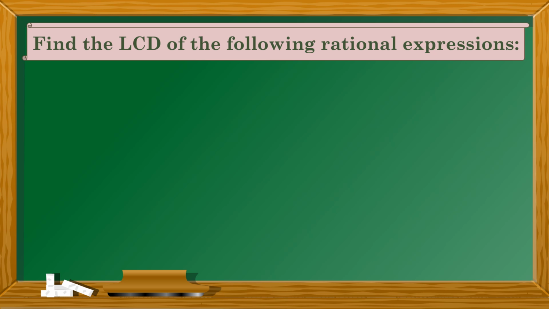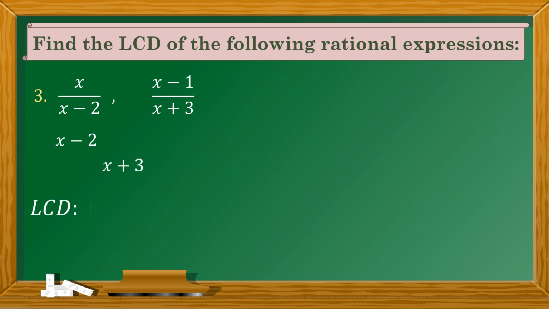Next, let's find the LCD of x over x minus 2 and x minus 1 all over x plus 3. So observe that both the denominators are not factorable and there is no common factor between the two denominators. Therefore, the LCD is quantity x minus 2 times quantity x plus 3.